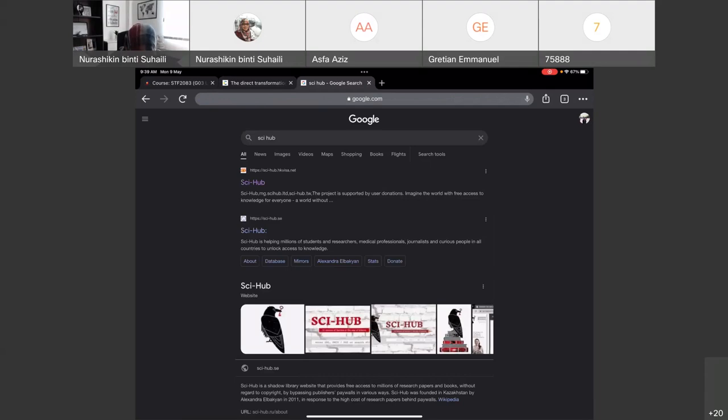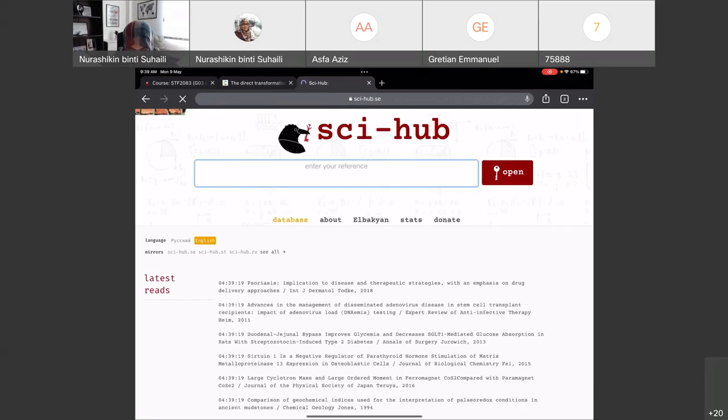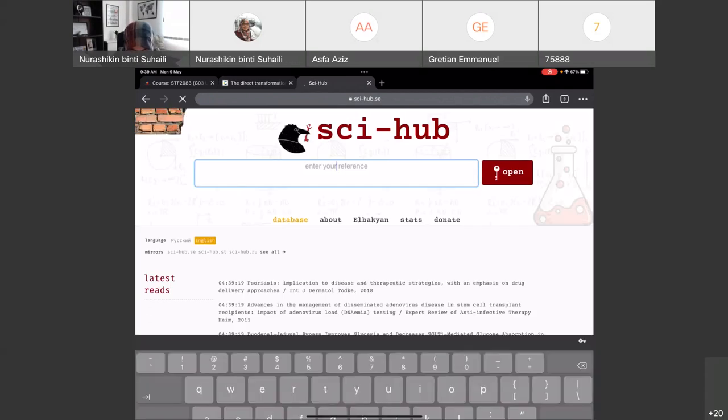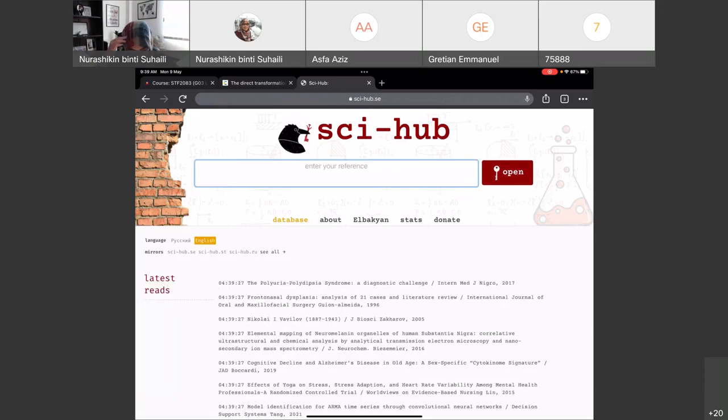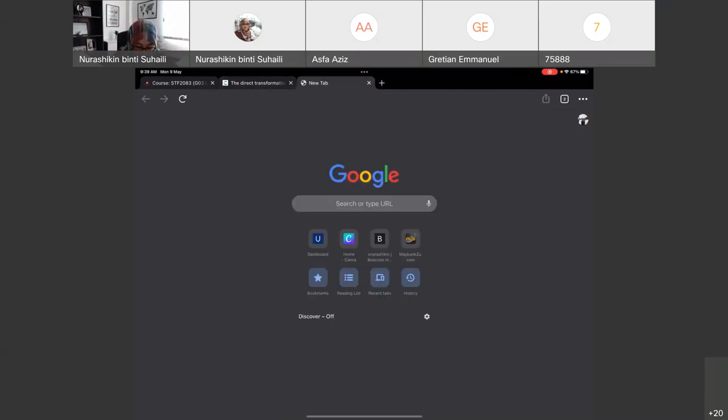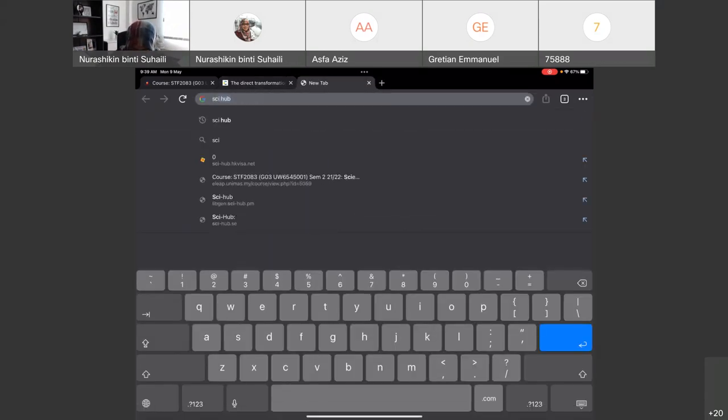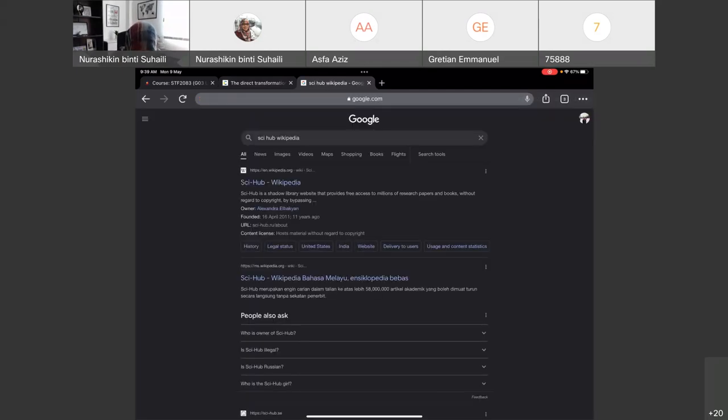Not sure whether this link is correct or not. Let me try this one. Sekejap ya. Science Hub ni dia tak stable sangat punya website dia. So, sometimes I have to go to wiki.